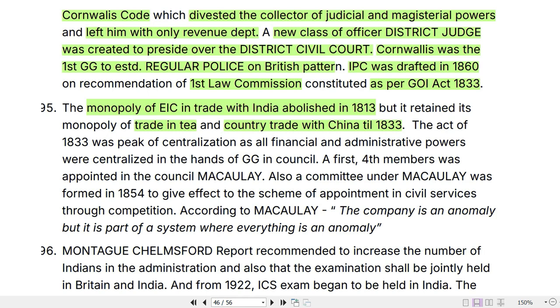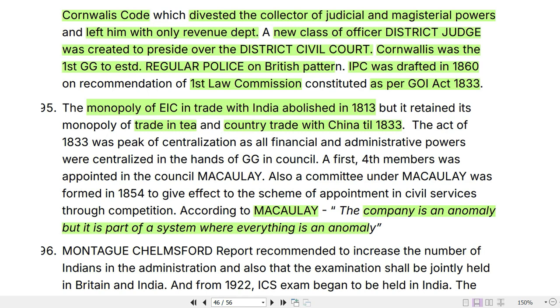The Act of 1833 was the peak of centralization, as all the financial and administrative powers were centralized in the hands of Governor General in Council. At first, 4 members were appointed in the Council of Macaulay. Also, a committee under Macaulay was formed in 1854 to give effect to the scheme of appointment in civil services through competition. According to Macaulay, the company is an anomaly, but it is a part of a system where everything is an anomaly. So you should remember this statement. Who said that? It was said by Macaulay.